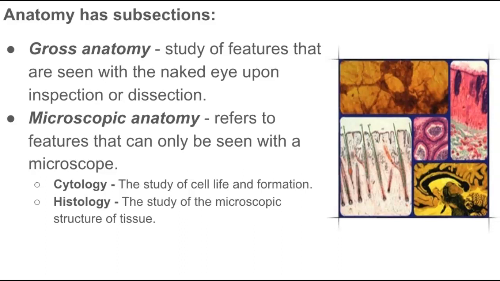Microscopic anatomy, however, refers to features that can only be seen with a microscope, and it's further broken down into two subsections again. There's cytology and histology. Cytology is the study of cell life and formation, and we know that because CYT, that word part means cell. Histology is the study of the microscopic structure of tissues, and we know that because histo means tissue.